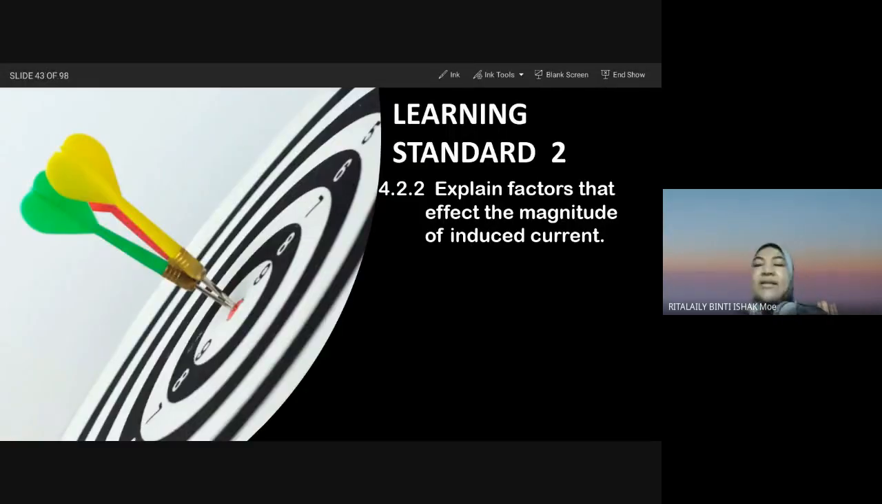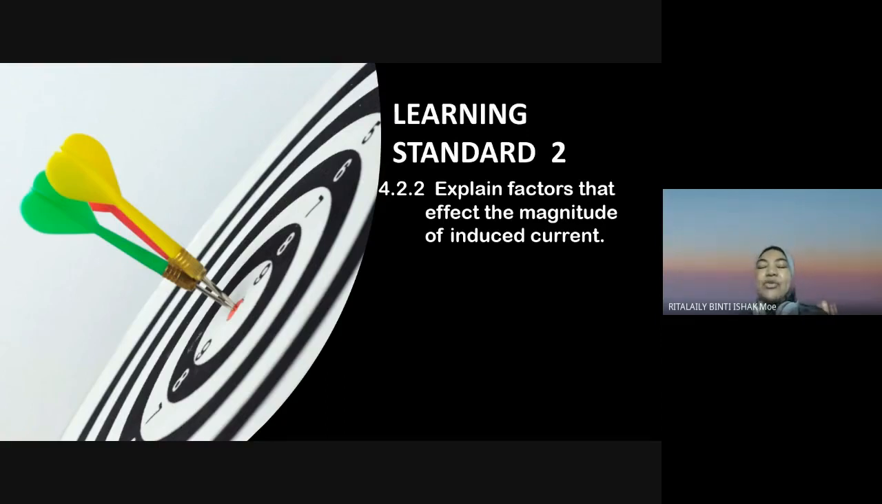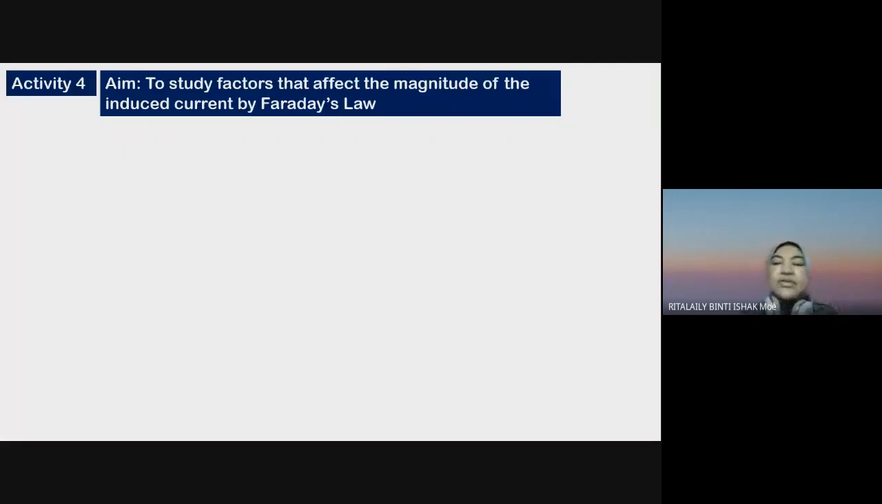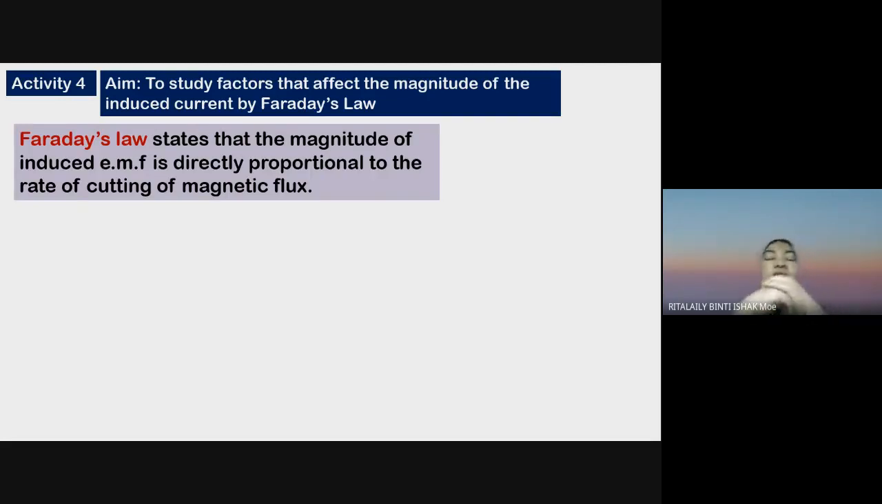Okay. So the next learning standard is factors that affect the magnitude of induced current. As you can see in the video just now, where the person is moving a magnet inside a solenoid, there are a few factors that affect the magnitude of the induced current. The effect of these factors can be explained by Faraday's law. Faraday's law states that the magnitude of induced EMF is directly proportional to the rate of cutting of magnetic field or magnetic flux. The word rate here indicates that it involves time. So the higher the cutting of magnetic flux over time, the bigger the magnitude of induced EMF.